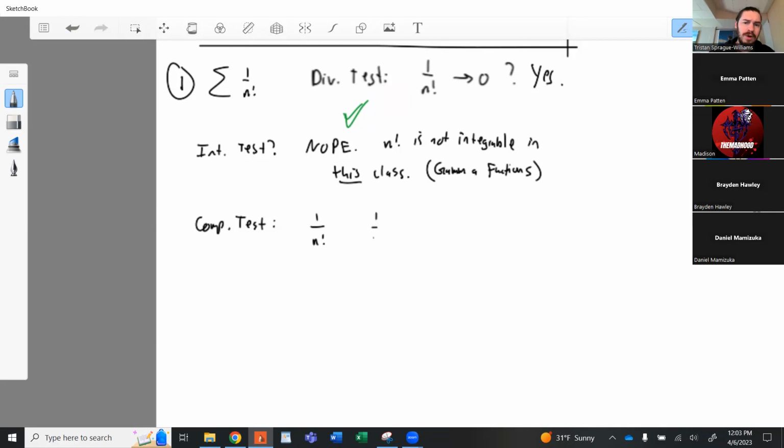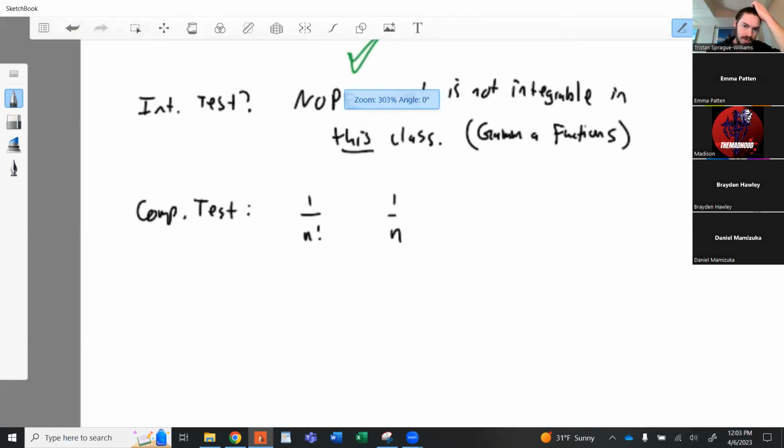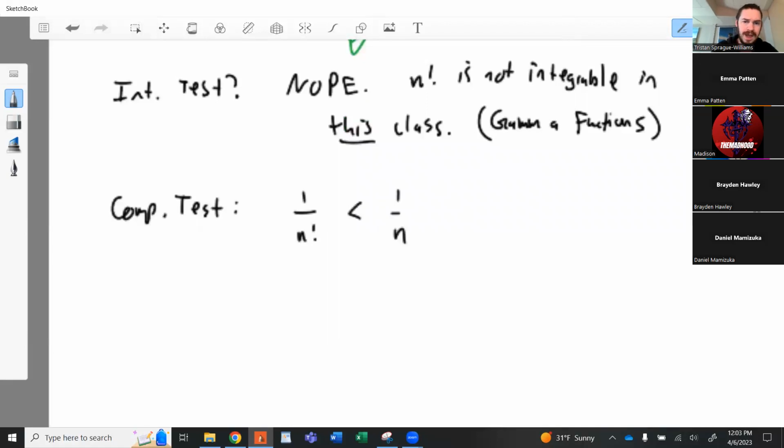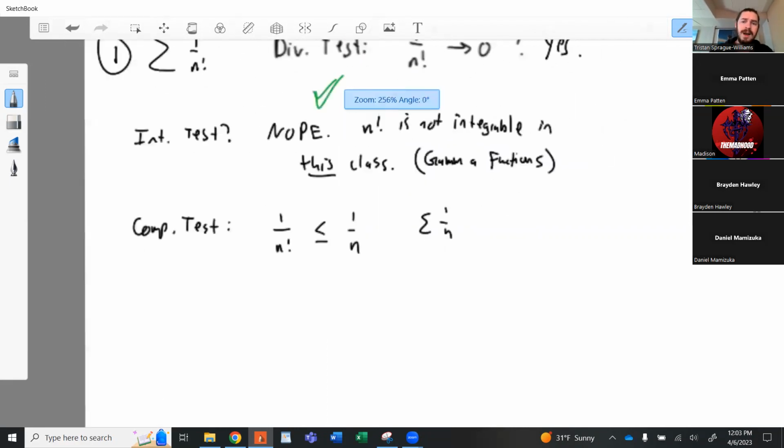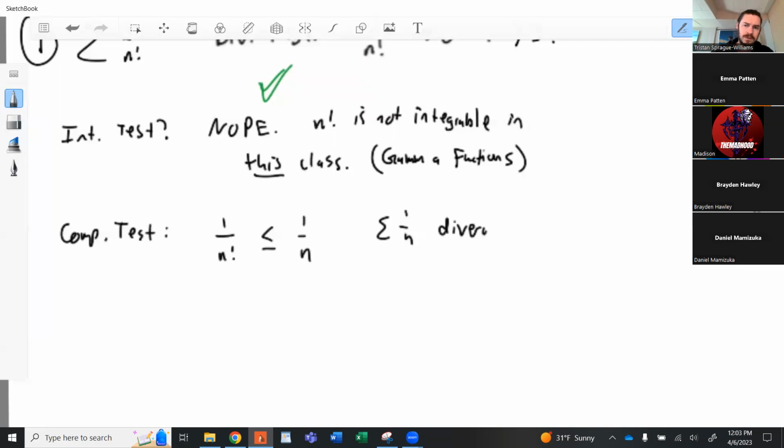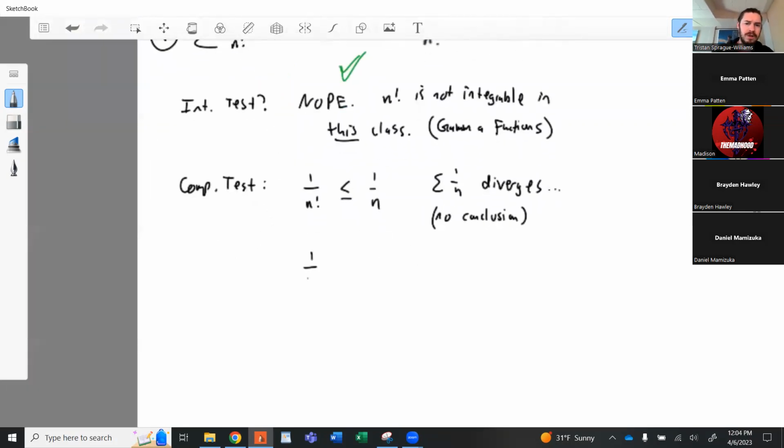If you compare to 1 over n, for example, then let's see. This should be less, right? Because with a larger denominator, n factorial is going to be greater than or equal to n. So we have this relationship. But the 1 over n harmonic series diverges. So if we're looking at a smaller sequence and the one we're comparing to diverges, that's no conclusion. So that comparison doesn't work. But there are other comparisons we can do.